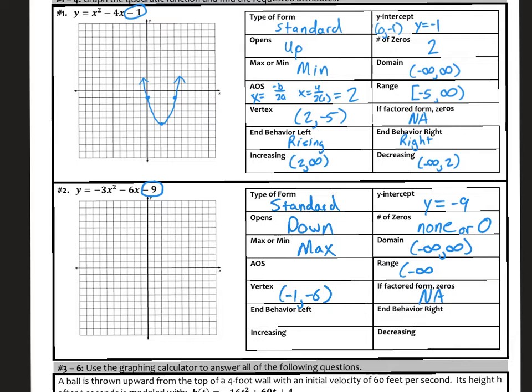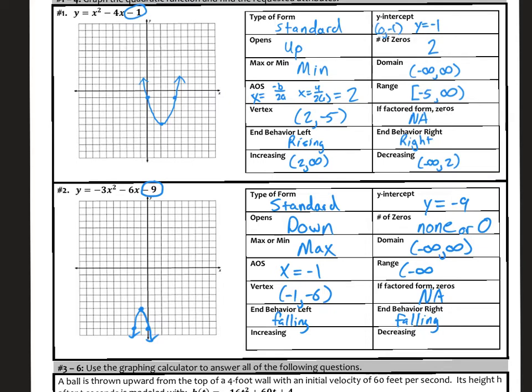So my max is at negative 1, negative 6, which means that my axis of symmetry is x equals negative 1. End behavior left is falling. End behavior right is falling. If we look, there's my y-intercept at 0, negative 9 that we talked about earlier. My vertex at negative 1, negative 6, so that's 3 above negative 9. Then I have my symmetry spot there. I can draw my graph that's going to look like my calculator.